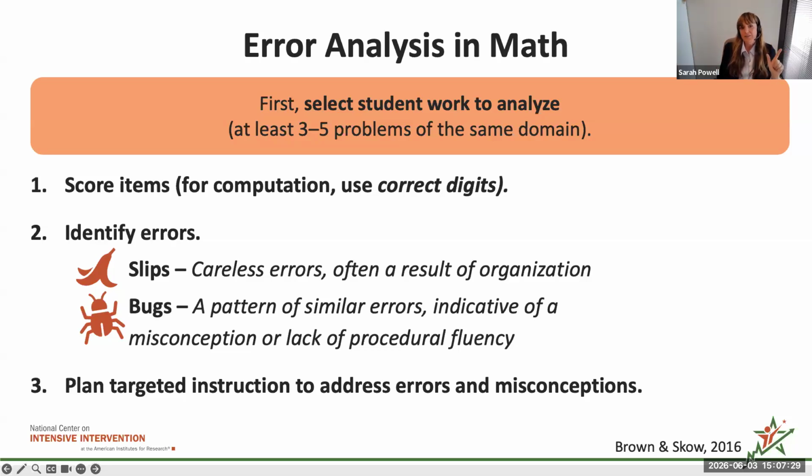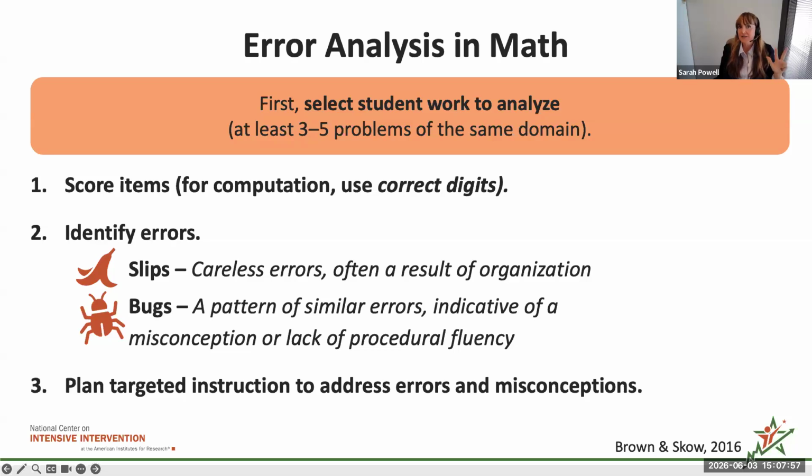But you could also identify errors that are bugs. These are persistent errors, and you'll often see a pattern of similar errors when we see these bugs. And many times when students have a bug in their math work, that indicates that they have some difficulty with their conceptual knowledge or their procedural fluency, or it might be a combination of both. So today we'll talk about whether errors are slips or whether they are bugs.